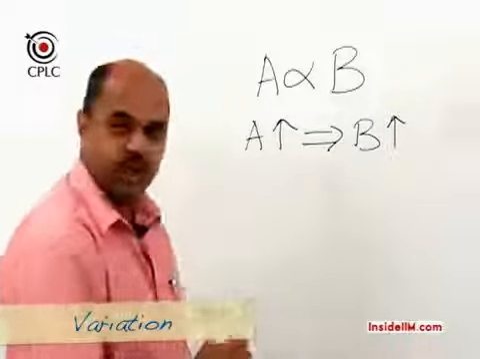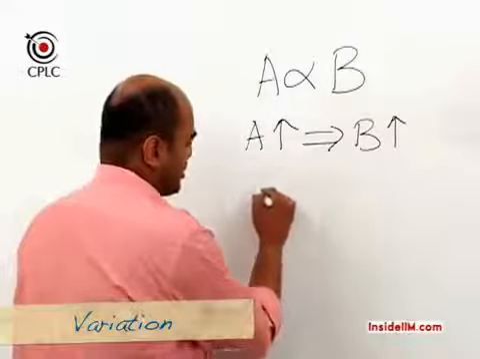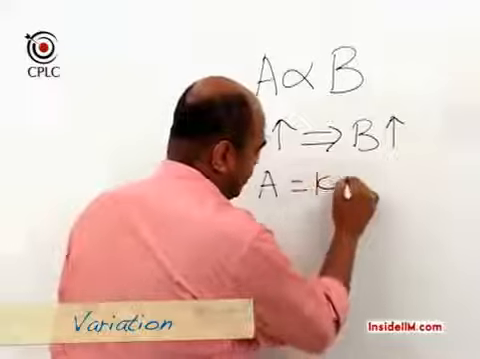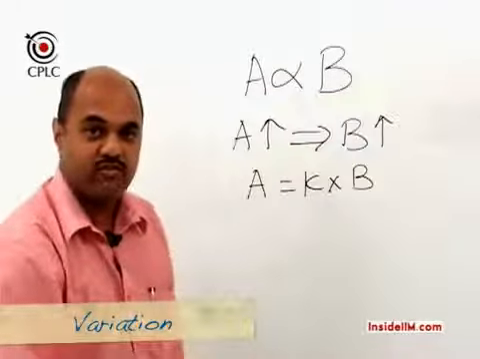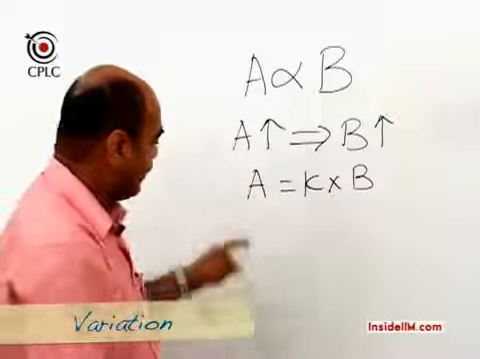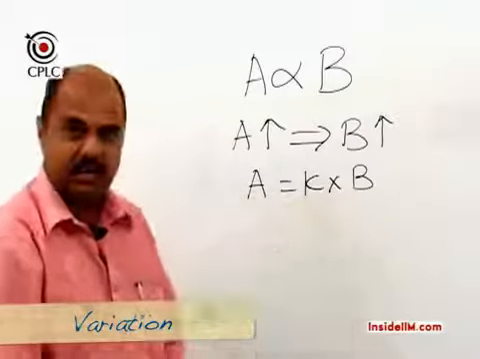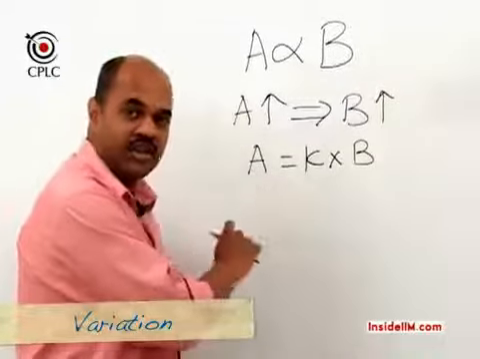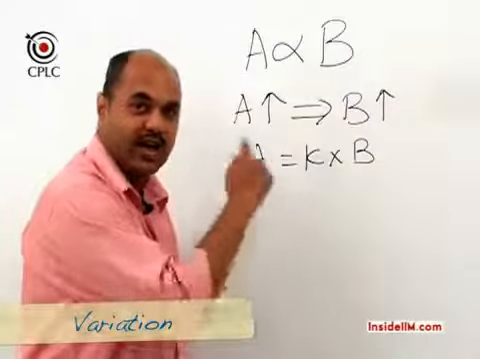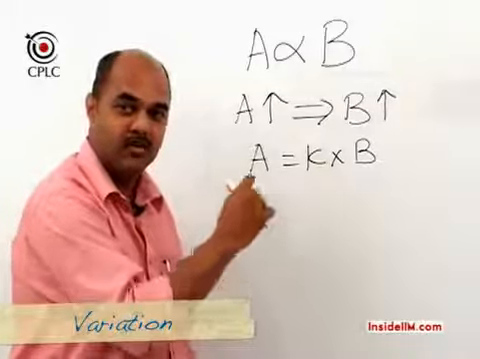Now, if we have to solve this, then we can also say A is equal to K into B, where K is nothing but the constant of proportionality. Now, if A is equal to K into B, and if I take a specific value of A1, for that specific value A1, I would get a specific value B1.